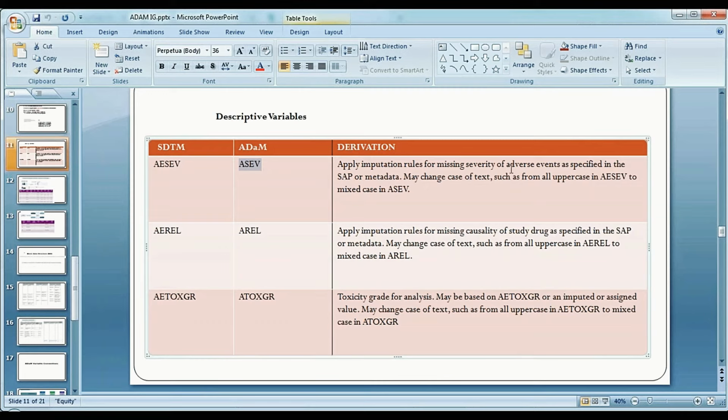Apply the imputation rule for missing severity of adverse event specified in the SAP, or metadata may change the text, such as uppercase AESEV to mixed case of AESEV. So this is the SDTM and this is the ADaM variable. If we are not missing anything, all the values are similar to AESEV. I need not represent this variable if the rule is not mentioned in the SAP. So AEREL is the SDTM variable, AREL is the ADaM variable. AETOXGR is the SDTM variable, ATOXGR is the ADaM variable.